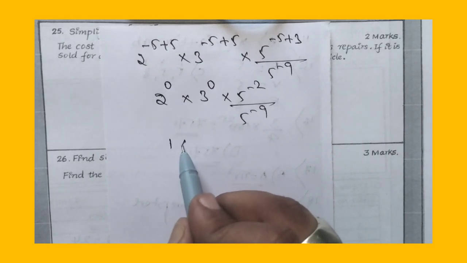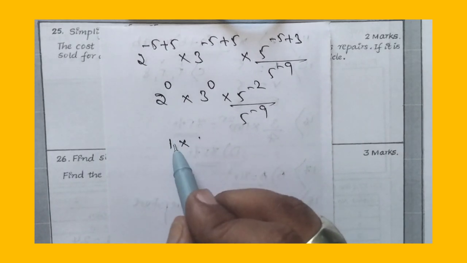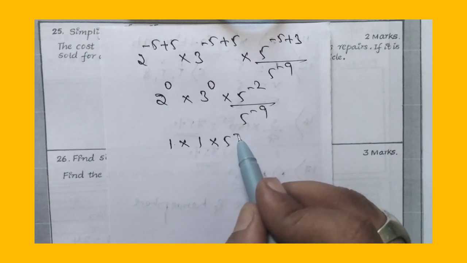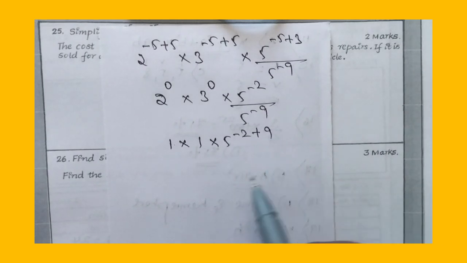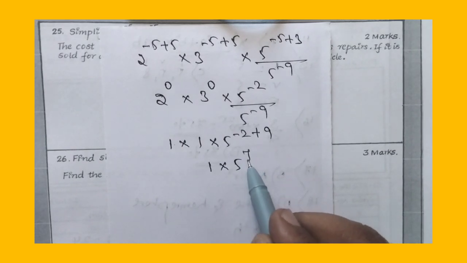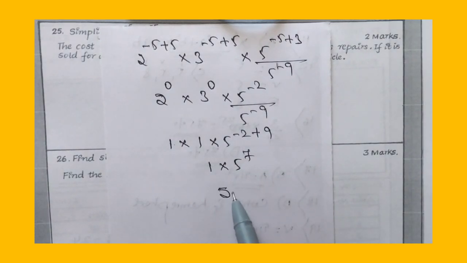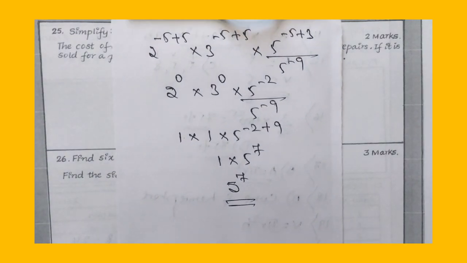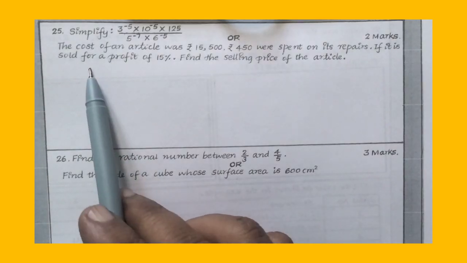2 to the power of 1 is 0, 2 to the power of 0 is 1, 3 to the power of 0 is 1 into 5 to the power of minus 2 plus 9. So 1 ones are 1 into 5 to the power of 7. So 1 into 5 to the power of 7 is 5 to the power of 7. So like this we have to solve this question. So here only one more question is there.